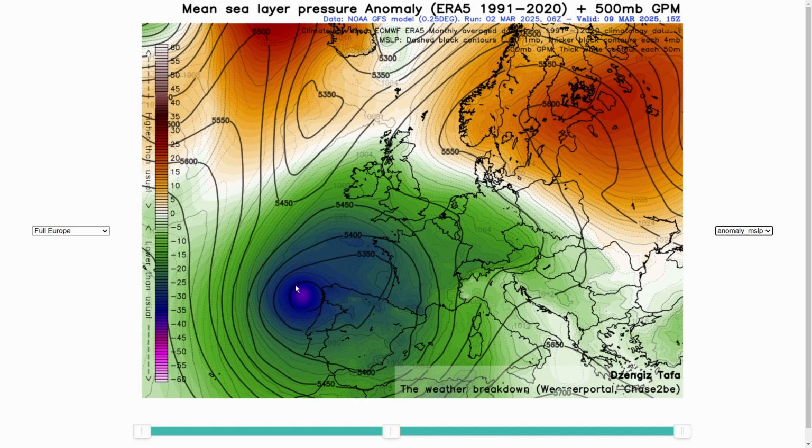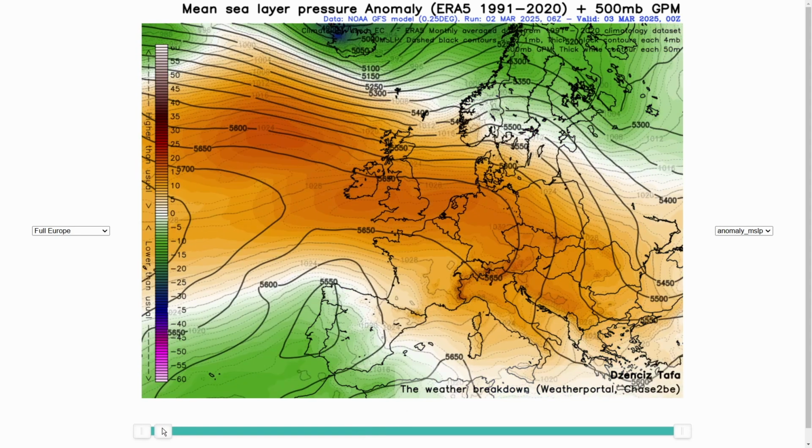The climatology that I use is the ERA5, which is an ECMWF dataset. So what I've done is I mirrored the GFS forecast to the ERA5 climatology data in the range of 1991 to 2020. And as you can see here, it's a rather impressive low.